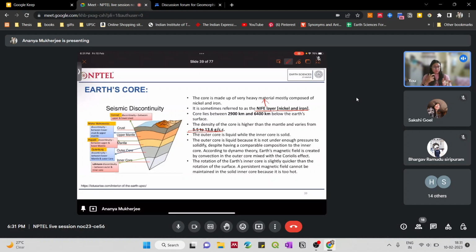There is another fact: the rotation of the earth's inner core is slightly quicker than the rotation of the surface. And in the inner core there is not a persistent magnetic field. The magnetic field is due to the presence of the inner core and the convection that is happening in the liquid outer core. So that is why the earth's core is important, as it is one of the factors for why we have the geodynamo effect.